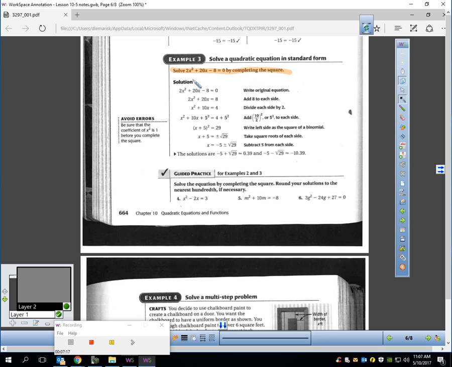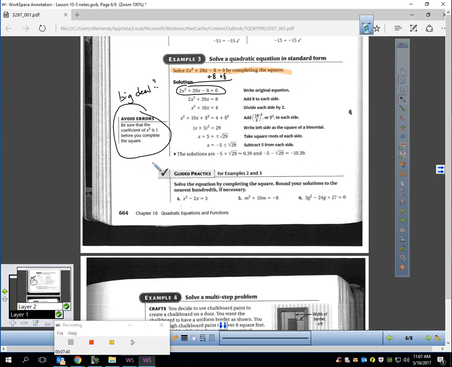Let's do another one. 2x squared plus 20x minus 8 equals 0. Now you notice I've got to get all the x's on one side and my constant on the other. So step 1, you notice they added 8 to each side. Let's do that first. Let's get that constant on the other side, which gets me to here. Now, here's another thing. Avoiding errors. This is a big deal. You should get this in your notes.